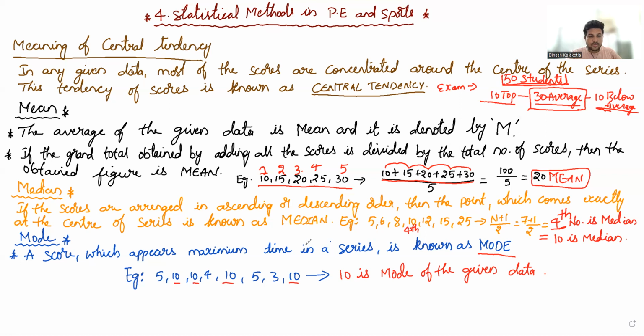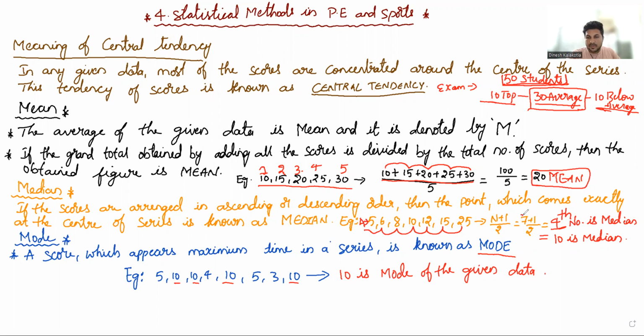ఇప్పుడు మనకి ఇక్కడ చూడొచ్చు 5 6 8 10 12 15 25. ఈ నెంబర్స్ మనం అసెండింగ్ ఆర్డర్‌లో రాసుకున్నాం, ఎందుకంటే చిన్న నుంచి పెద్దకి ఉంది కాబట్టి. ఇలా రాసుకున్నాక మనకు ఎన్ని నెంబర్స్ ఉన్నాయో చూడండి 1 2 3 4 5 6 7. సో n అంటే నెంబర్ ఆఫ్ డేటా, నెంబర్ ఆఫ్ స్కోర్స్‌ని మనం n అనొచ్చు. n ఏంటి మనకు 7 కదా.